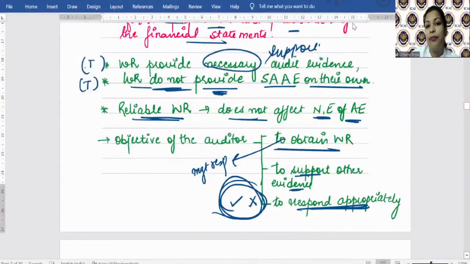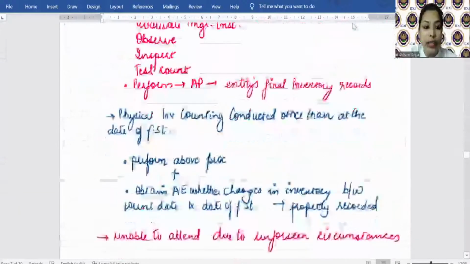तो अब क्या करें? देखो, अगर मैनेजमेंट ने रिटन रिप्रेजेंटेशन दिया और सही था सब कुछ, तो यूज इट एज एन ऑडिट एविडेंस, कीप इट इन योर फाइल, एंड प्रोसीड फर्दर. If management provides written representation and there is a doubt regarding the reliability of such written representation, or if management does not provide written representation, तो क्या करना है? Now we are discussing that.